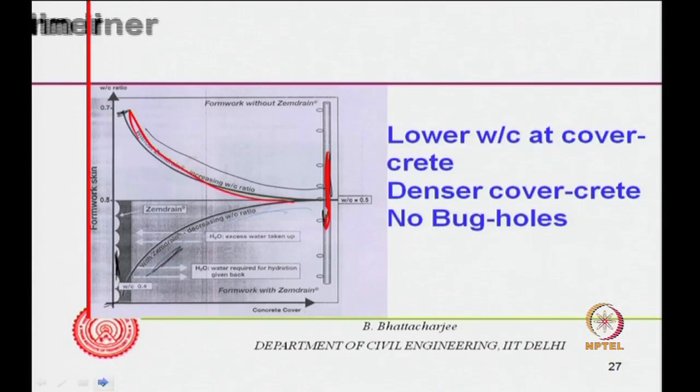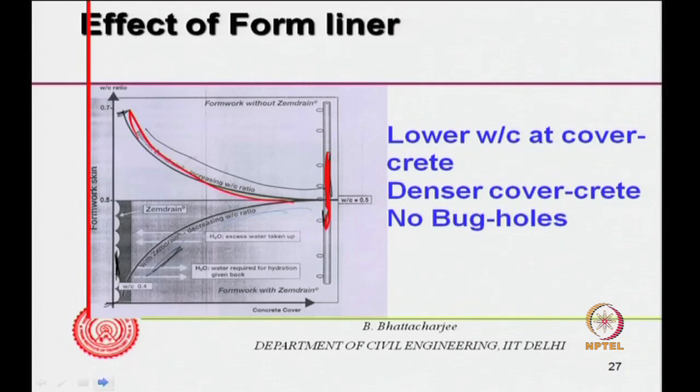So what we see is a lower water cement ratio at the cover concrete, a denser cover concrete, and no bug holes. It gives you a fantastic finish, but unfortunately it is extremely costly and has not been popular at all because of its cost and also application difficulty, because you have to apply it over the formwork and fix it using a tape. And you cannot demonstrate quantitatively how much the advantage will be at the moment, other than a qualitative advantage. This kind of system might be developed later on, but at the moment it is costly and not really used as much.